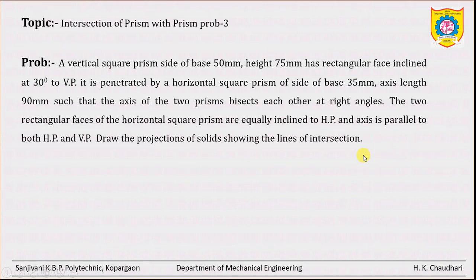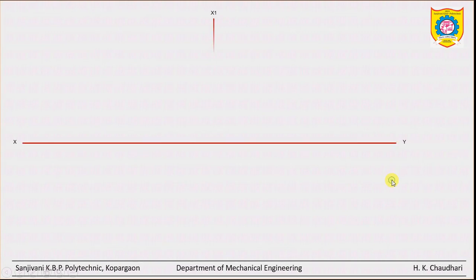So see this problem. Now the difficulty level is increasing. So just read the problem carefully and see the solution. First, just draw the initial views. We already know how to draw the initial views of the given problem by drawing the xy and x1 y1 line. Now the problem is that one of the rectangular faces is inclined at 30 degrees.